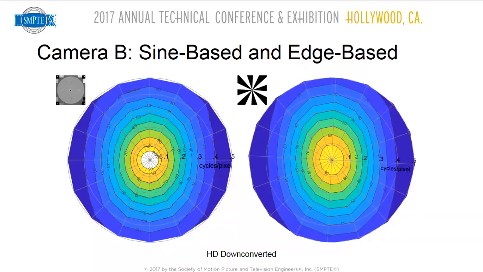And I compared the two results. One was obtained by using the sine wave pattern, and this one is with our new method. And the results are almost identical to each other. But you can see that there is no data around the zero frequency, and it is a little noisy compared to that.